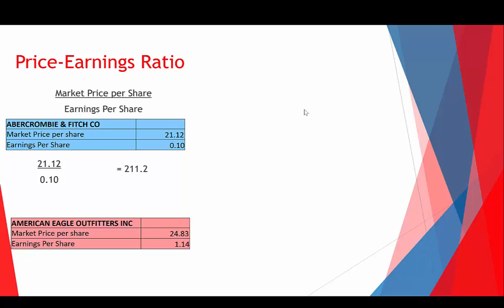So as Abercrombie just continues to make a dime each year, it'll basically take them 211 years in order to repay their shareholders. That seems like a long time. It does. So we'll get to that in a moment, why that is. Then American Eagle. This is a little bit more classic. $24.83 per share. They made $1.14 per share, and they have a PE ratio of 21.8.